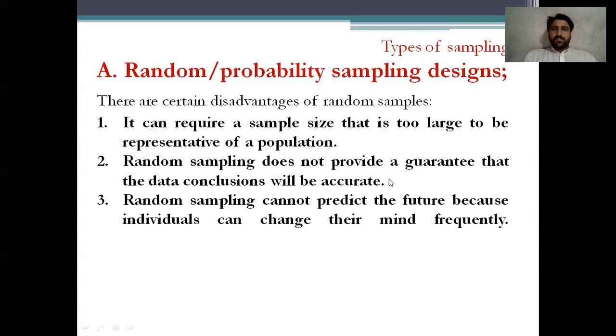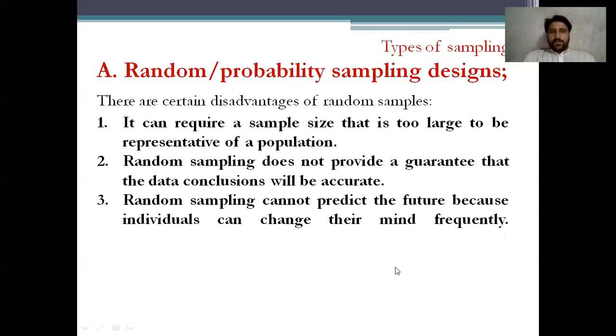Random sampling does not provide a guarantee that the data and conclusions will be accurate. This is a problem with random, and maybe even subsequent, sampling as well. This is a problem with collecting a representative of the population, or of the subjects, or of any item, even a sample of bacteria, let's say. They do not guarantee that the data will be accurate, because you are not taking the whole population into consideration. That is the limitation of the research, and especially of the random sampling technique.